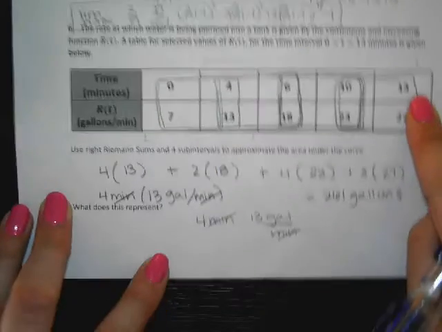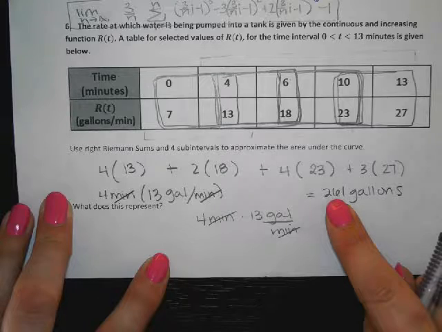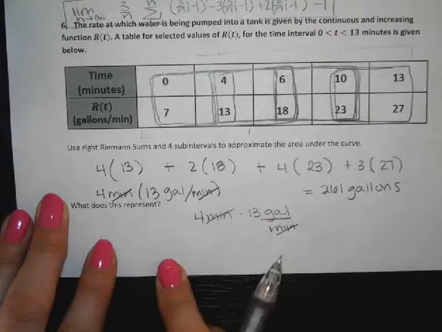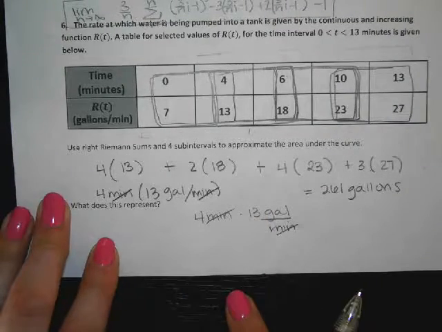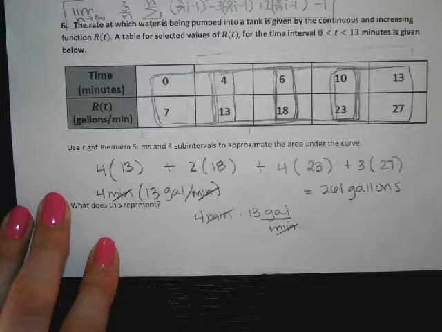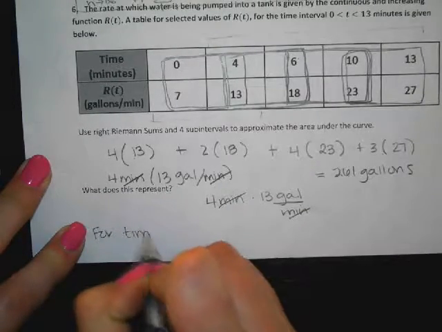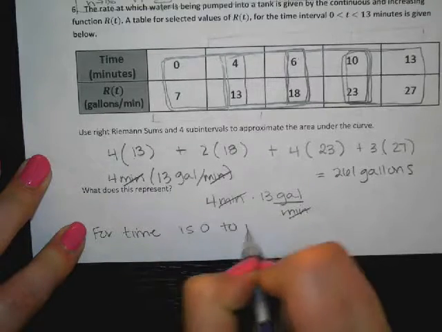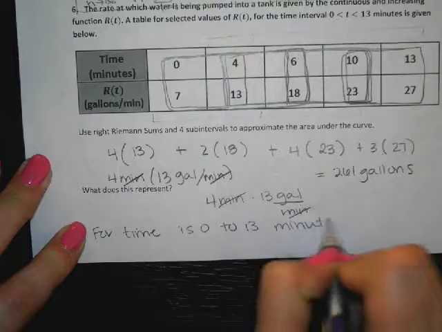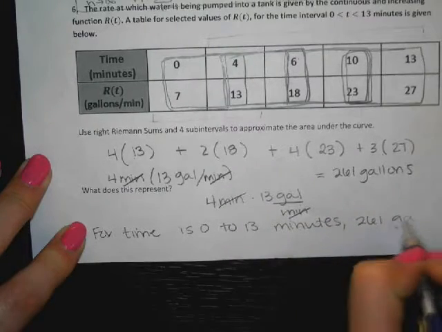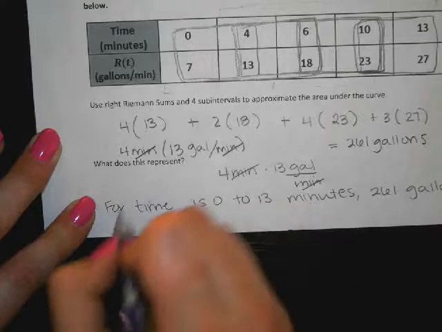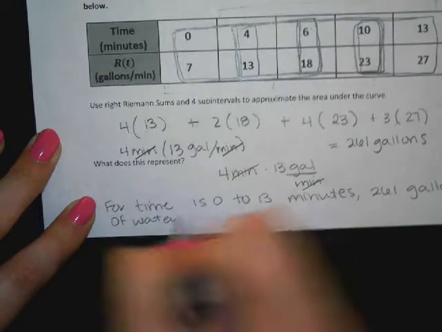That means that from a time of 0 to a time of 13, approximately 261 gallons are pumped into the tank. So what does this represent? That's the sentence we're going to write. We need to be careful to write a good sentence because on the test, we had a hard time writing sentences to make sure we actually understood what things meant. So what this means is for time 0 to 13 minutes, 261 gallons of water was pumped into the tank.